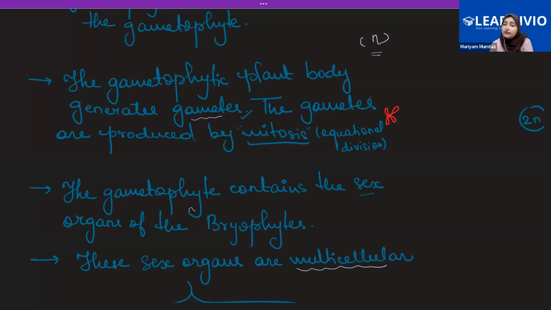So, if it will undergo meiosis, it will even be n by 2, isn't it? Half of the one set also. So, that is why it produces the gametes by mitosis. Okay.